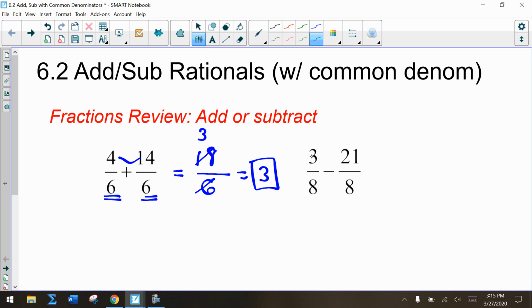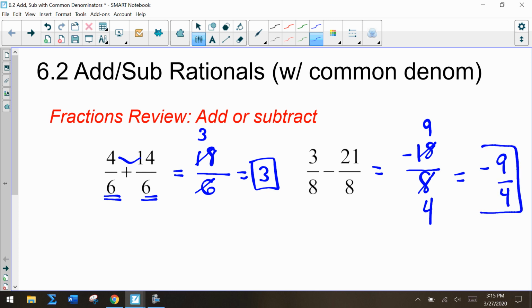So for this one, if we're subtracting, we have 3 minus 21, which gives us negative 18 over 8. And then, so we're keeping the denominator, but now we're reducing. So if I divide by 2, I get 4 and 9, so I get negative 9 fourths. So going through this, making sure you have a common denominator, we want to add or subtract the numerators.